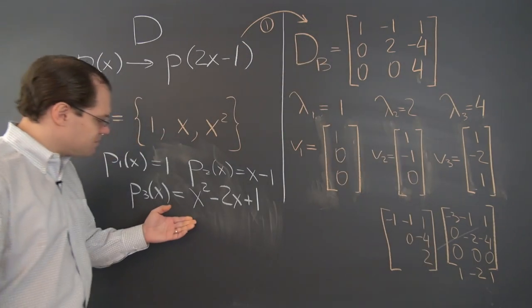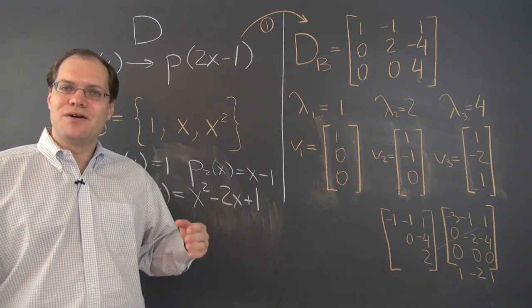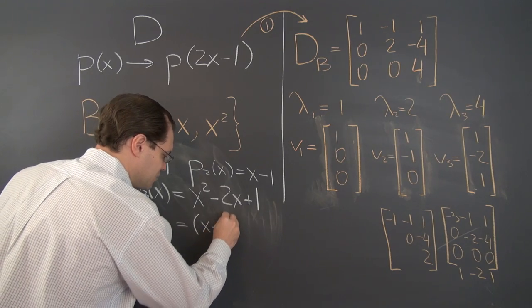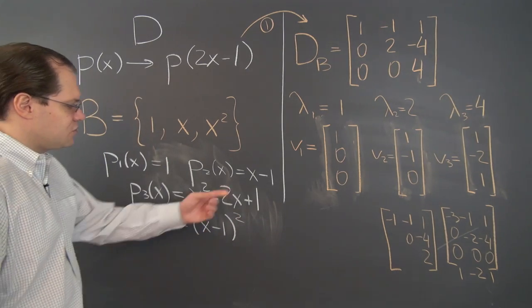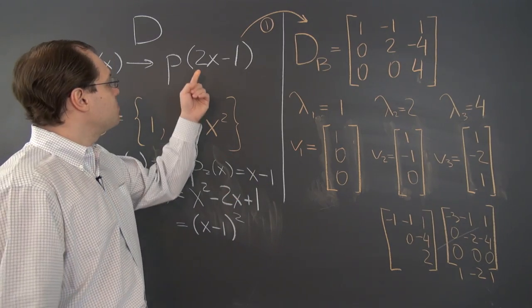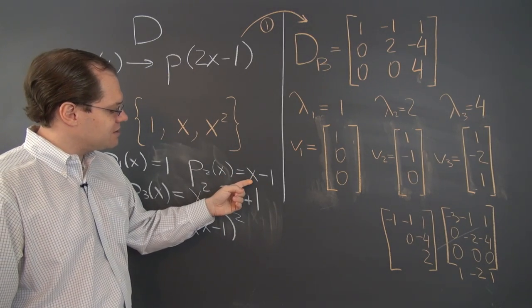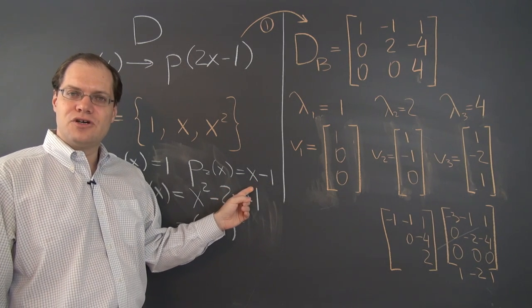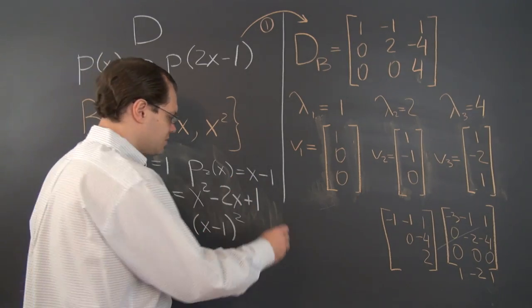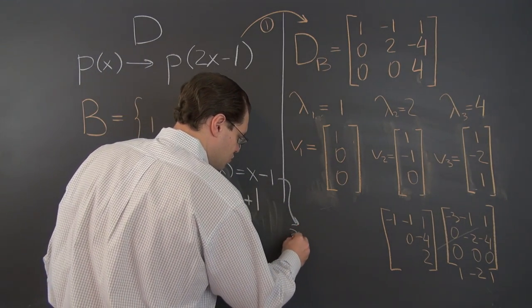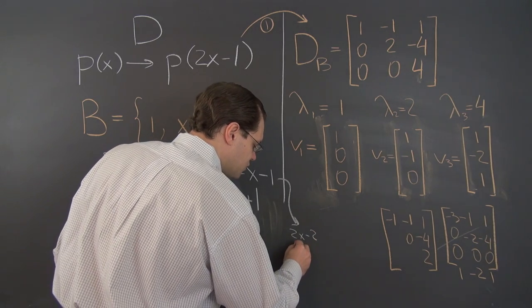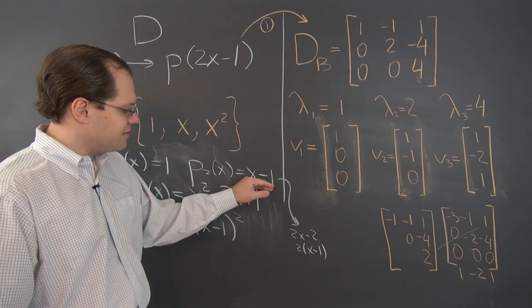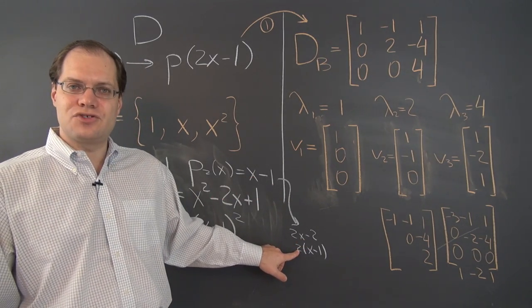And actually, now looking at these polynomials, we understand perfectly well what the pattern is, because this last polynomial is actually x minus 1 squared. So when you look at x minus 1 and you perform this transformation on it, instead of x minus 1, it becomes 2x minus 1 minus 1. So it becomes 2x minus 2. This goes to 2x minus 2, which of course is 2 times x minus 1. So that's why it's an eigenfunction corresponding to the eigenvalue 2.